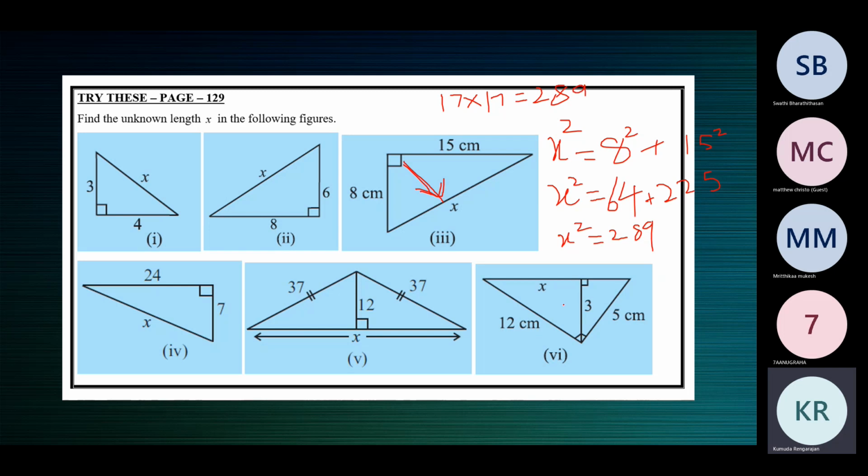Next step, you will write x square is equal to 17 square. So the value of x is 17. X square is equal to 289, and 289 is 17 into 17. So that means 17 square is 289. So x square is equal to 17 square, and x is equal to 17. The value of x is 17.